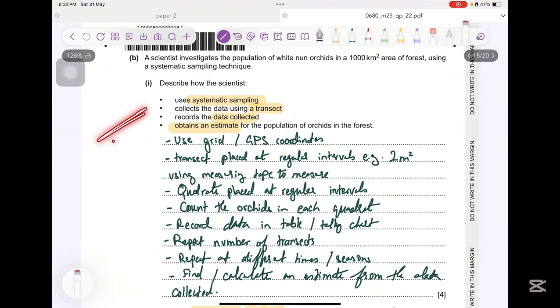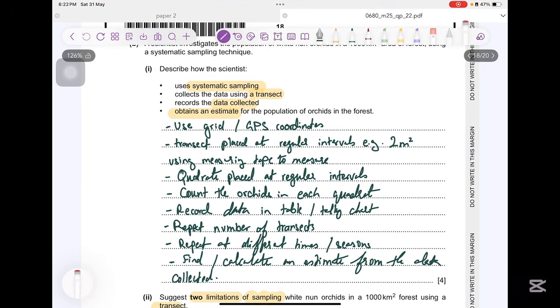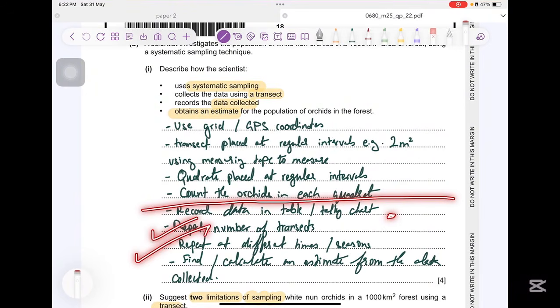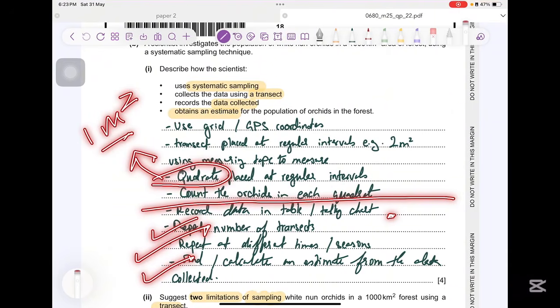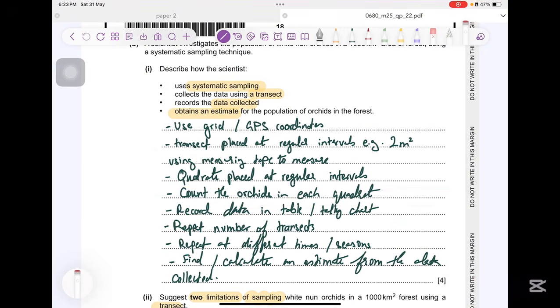This is a question talking about systematic sampling technique. Take a look at this. This is the one I explained earlier. Now, the repeated or the same answers you're going to write for the random as well: record the data in a table or tally chart. Repeat at different times, repeat at different seasons. Just repeat and take the average or find the estimate. You're also going to mention that the quadrats should be of a specific size, like 1 meter square. Now see how many marks you gained. You gained the 4 marks without even explaining the process, but you should explain the technique.